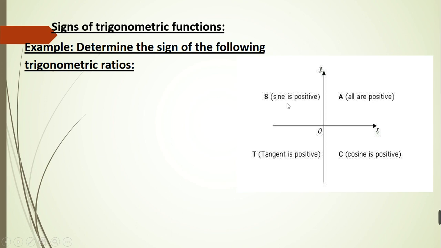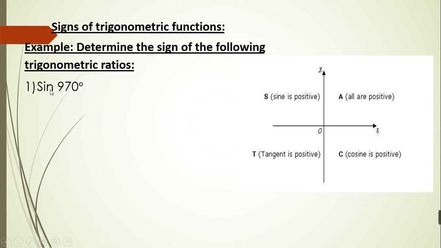But in the second quad, sine is positive and the others are negative. In the third quad, tan is positive and the others are negative. In the fourth quad, cosine is positive and the others are negative. Don't forget, sine is positive with its reciprocal. So sine and cosec, tan and cotan, cosine and sec. Okay? Determine the sign of the following trigonometric ratios.